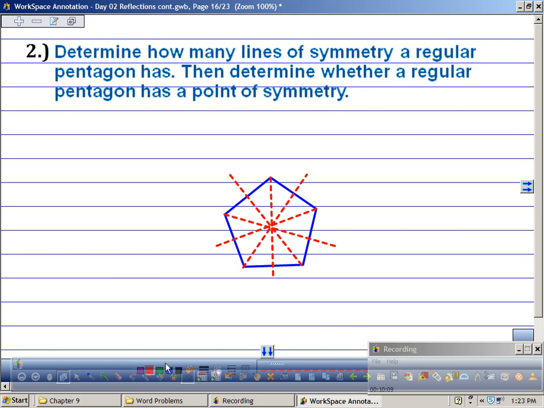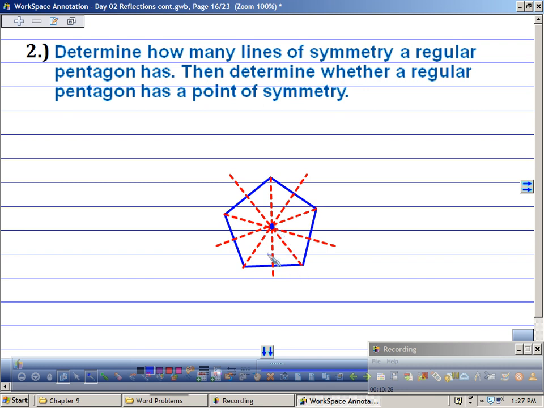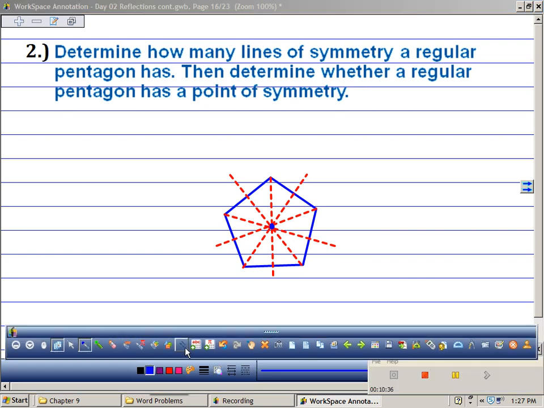Does it have a point of symmetry? Yes. Really? So from here, anywhere out, it will be the same? Let's look. I'm going to rotate it.